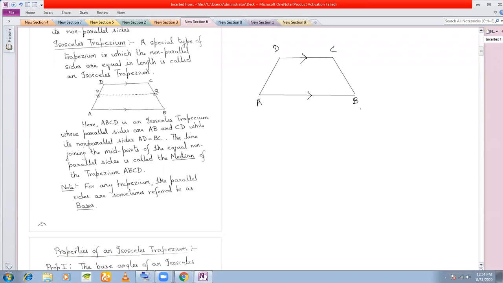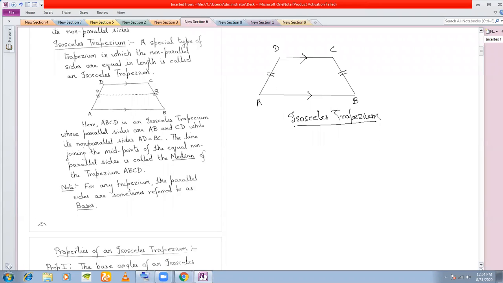This is a general trapezium, any trapezium. Now this trapezium, if it is such that these two sides, the non-parallel sides, are equal, then such a trapezium is called an isosceles trapezium. I think I had mentioned this back in class 8 also. This trapezium is called an isosceles trapezium.